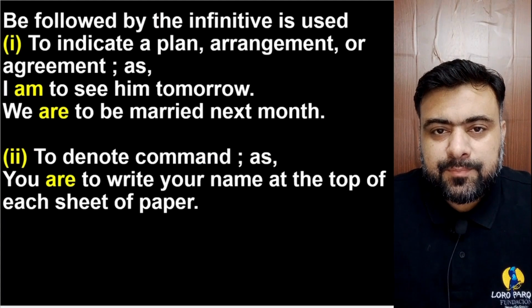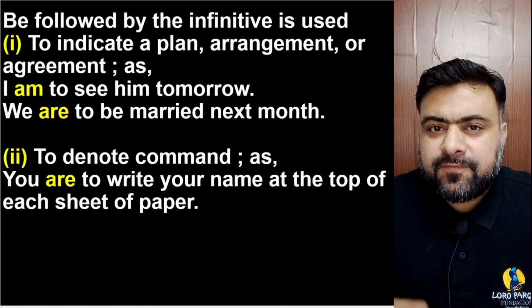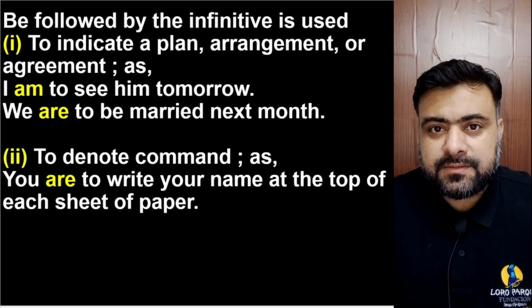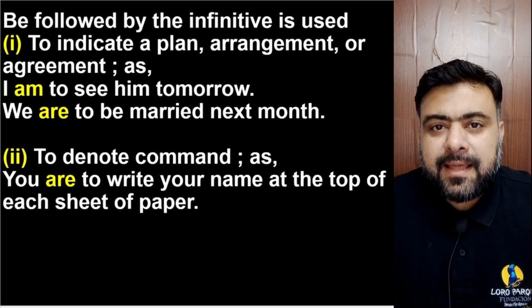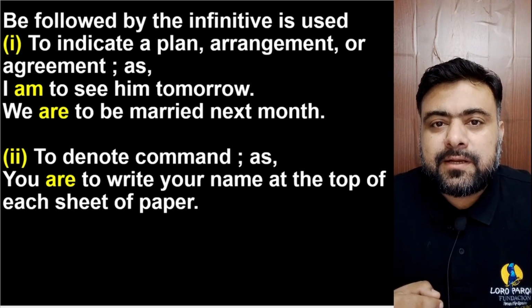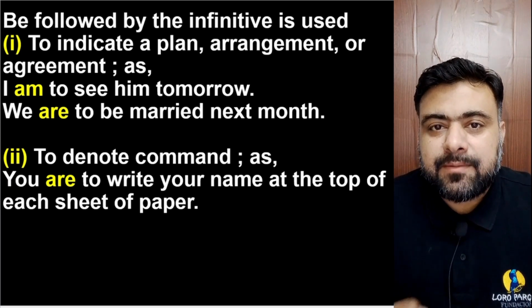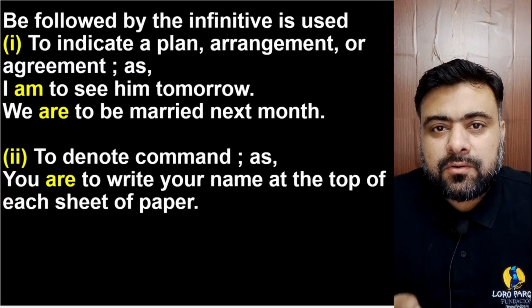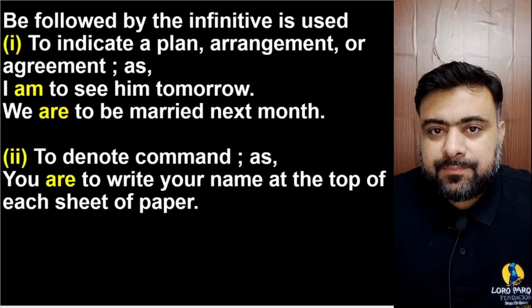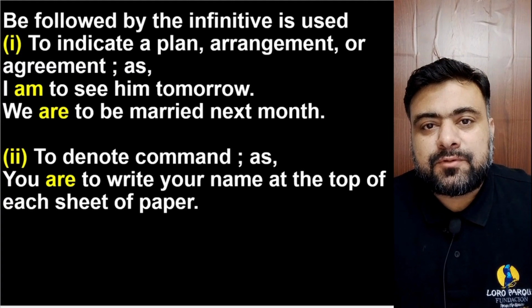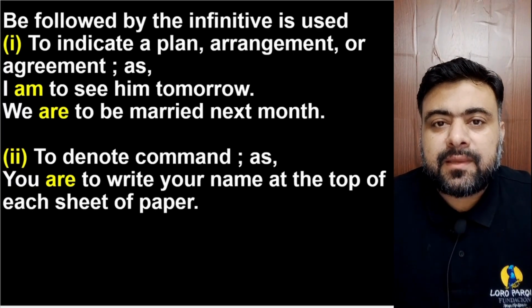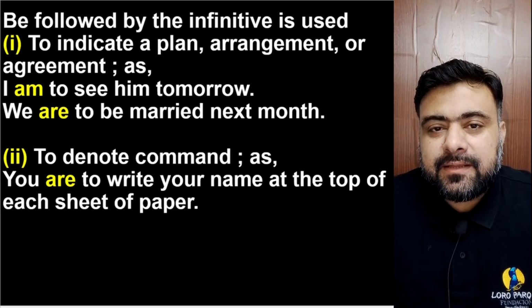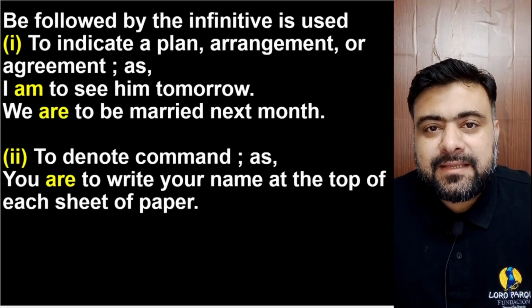When the auxiliary verb be in its different forms is followed by an infinitive, then it is used for two things. First, it shows a plan or arrangement or agreement. And second, it shows command. First, a plan, agreement, or arrangement. For example, I am to see him tomorrow. It is a plan. I am. Am is the auxiliary verb. And to see, it is the infinitive. I am to see him tomorrow.